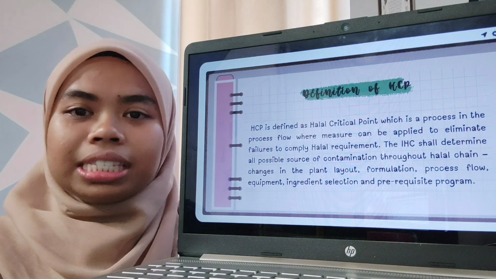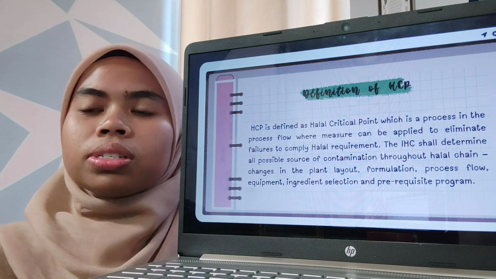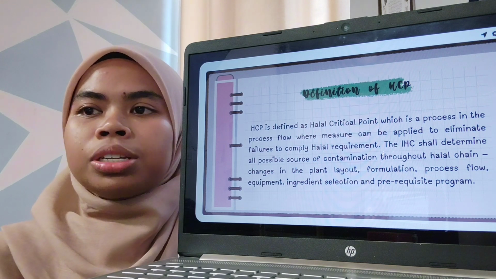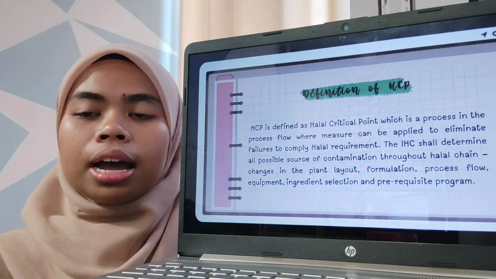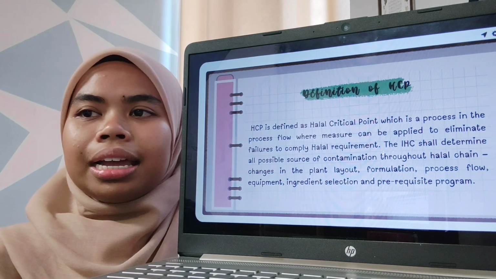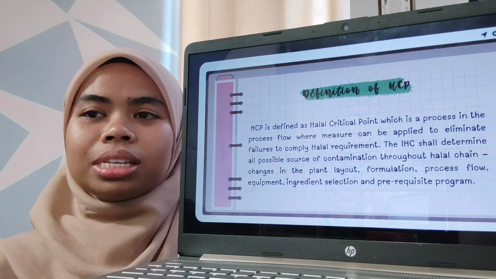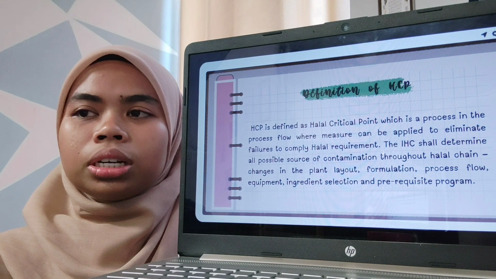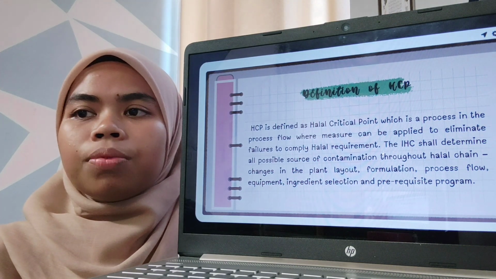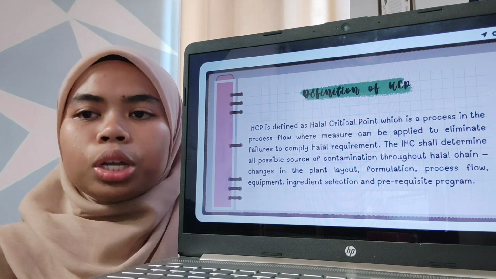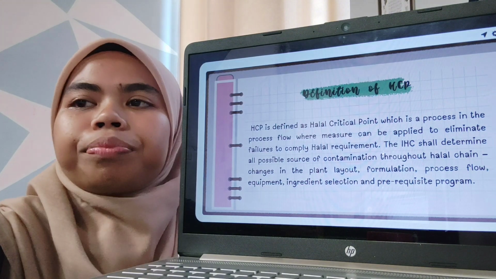The definition of HCP. HCP is defined as halal control point, which is a process in the process flow where measures can be applied to eliminate failure to comply with the halal requirement, and the IHC shall determine all the possible sources of contamination through all the halal changes, such as change in plant layout, formulation, process flow, equipment, ingredient selection, and the prerequisite program.